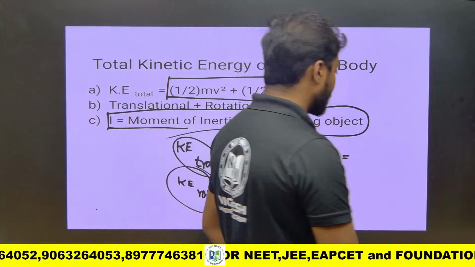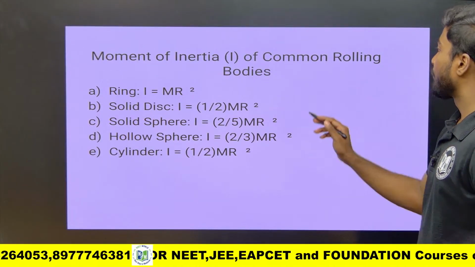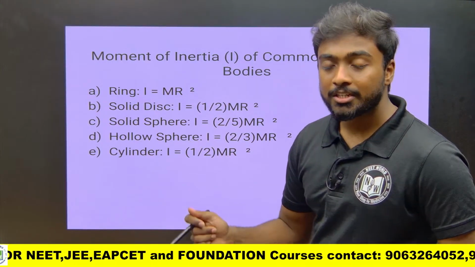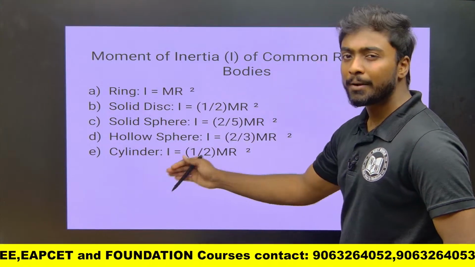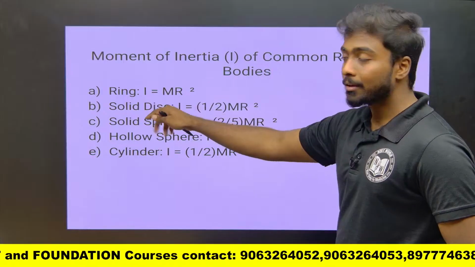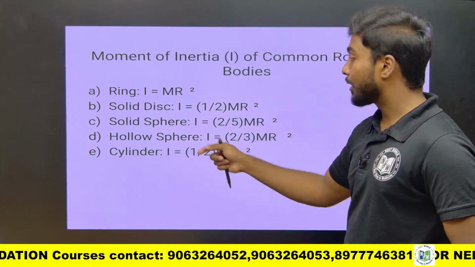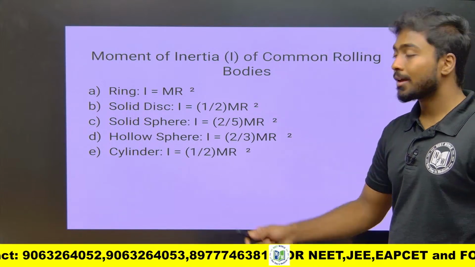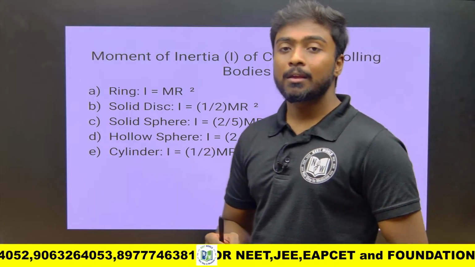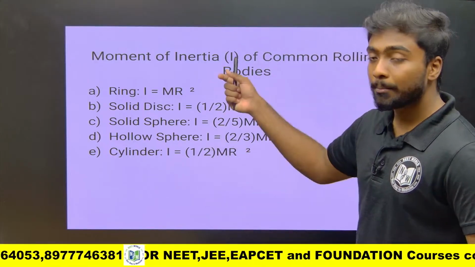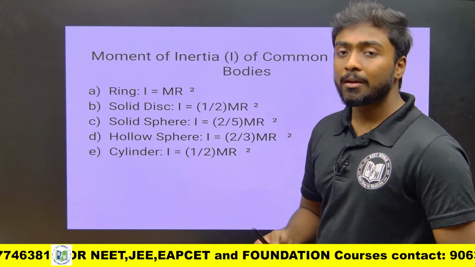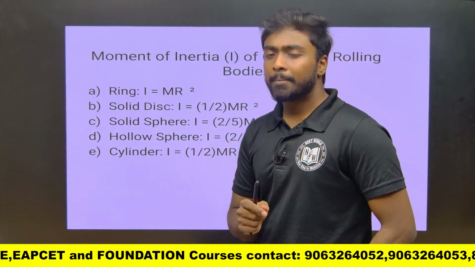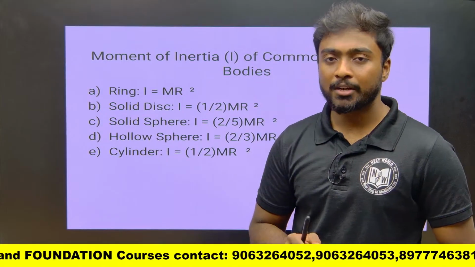We'll go for the next slide. Moment of inertia of common rolling bodies. We have seen the moment of inertia in the last classes. Some common bodies: I equals mr square for a ring, mr square by 2 for a solid disk, 2 by 5 mr square for a solid sphere, 2 by 3 mr square for a hollow sphere, and half mr square for a cylinder. You need to remember these formulas. Sometimes they may give the moment of inertia directly in the question, but no need to worry, they will ask only those basic moments of inertia.